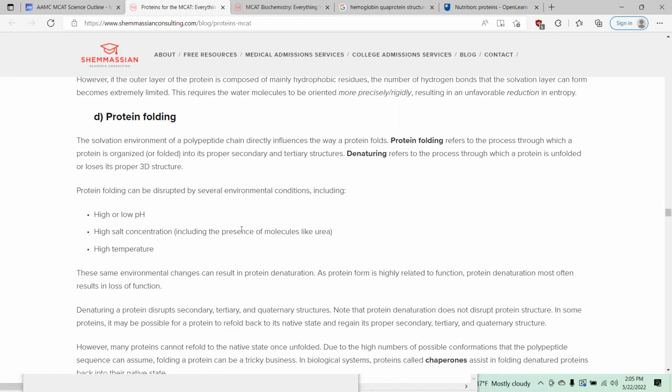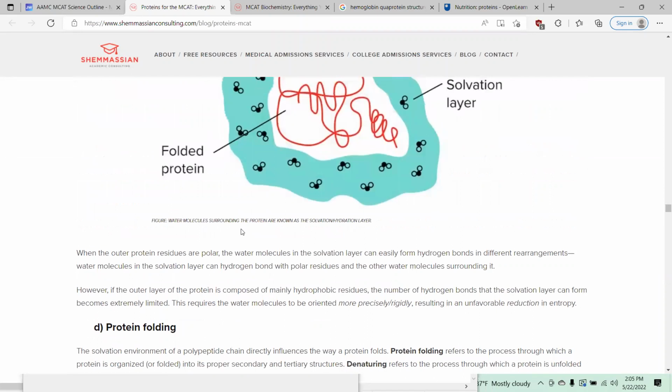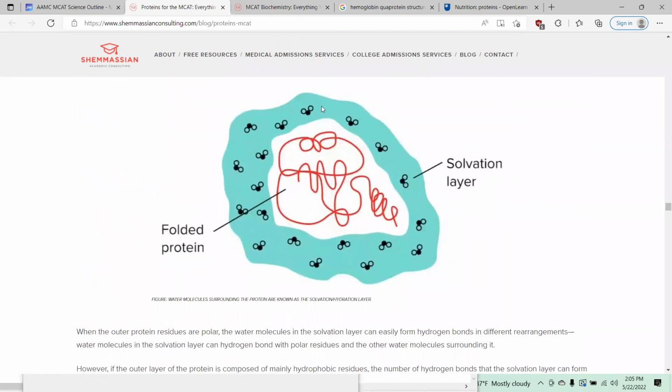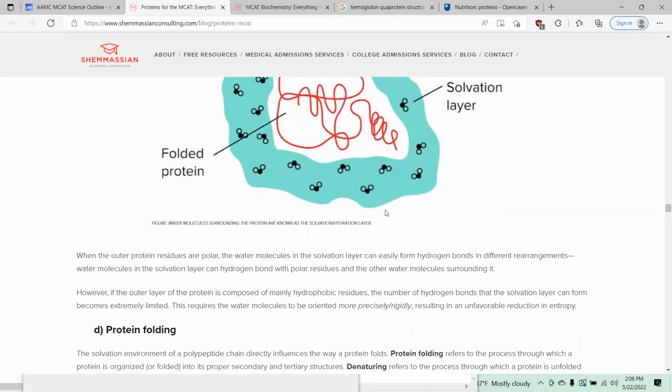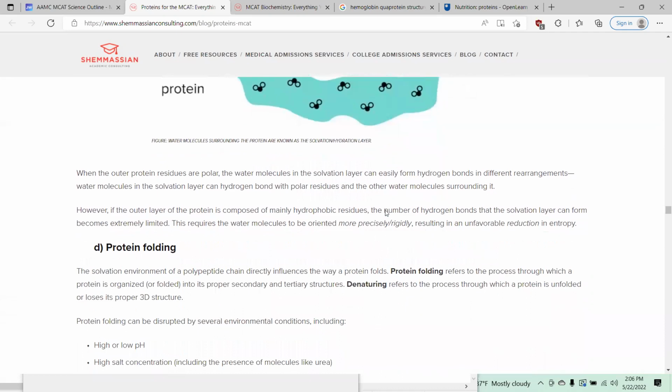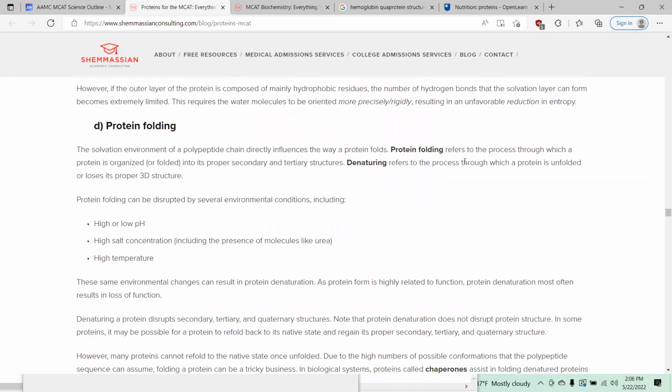It just sounds similar. So protein folding: the solvation environment of a polypeptide chain directly influences the way a protein folds, right? I think we understand that very clearly. The protein is going to fold based on what maximizes the water's entropy. The water wants to be happy, the protein wants to be happy, and it's going to fold in that way. So protein folding is how the protein folds, and denaturing refers to unfolding a protein.